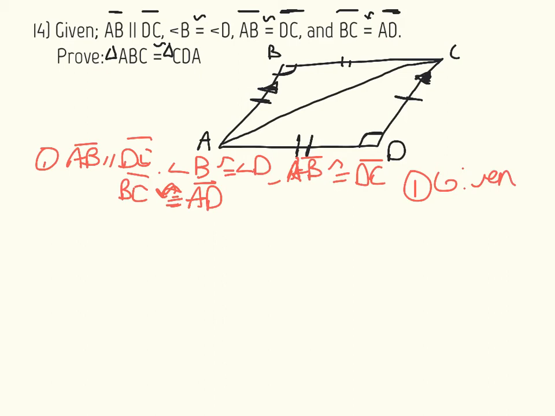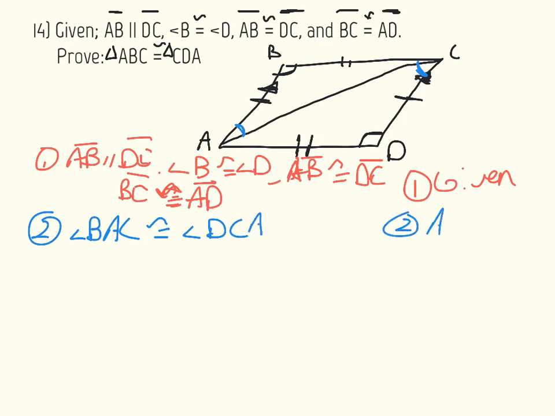Okay, so step 2, we have to see what we can do from there. There's a couple different ways that we can go. I'm going to look at the angles. Because of these parallel lines, I can say things about this transversal line. I can say that this angle and this angle are the same. So for step 2, what I'm going to say is angle BAC is congruent to angle DCA. And I can say that because of the alternate interior angle theorem.